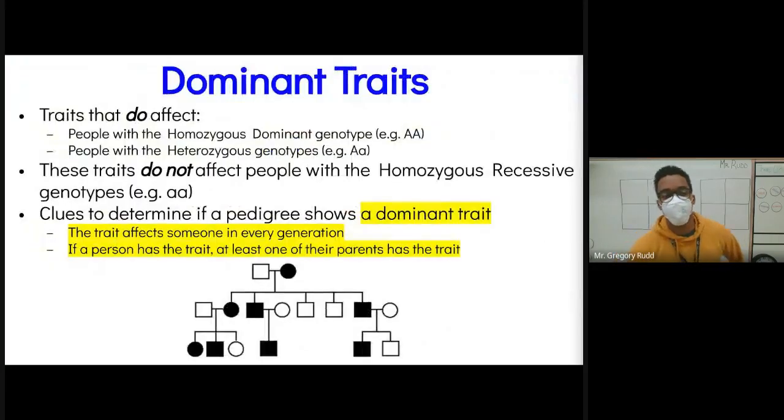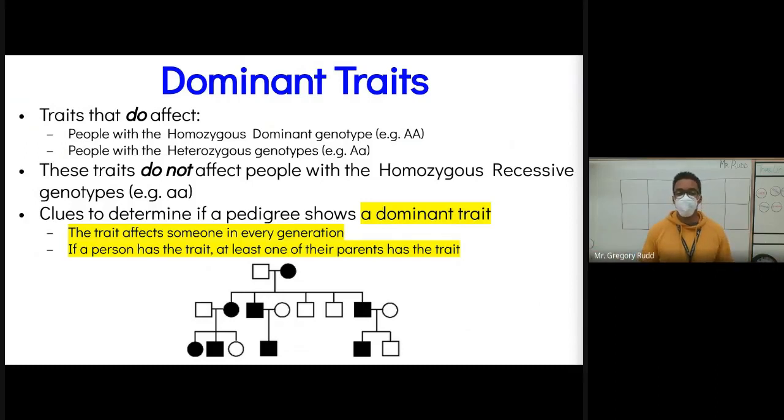Okay. So for dominant traits, I tried to highlight the stuff that I think would be most important to write down. But of course, dominant traits are only going to affect individuals who have the dominant allele. So you could be homozygous dominant and have 2 dominant alleles, and you will be affected by dominant traits. Or you could also be heterozygous and only have 1 dominant allele, but you will still be affected by the dominant trait. So people who are homozygous recessive do not have these traits.